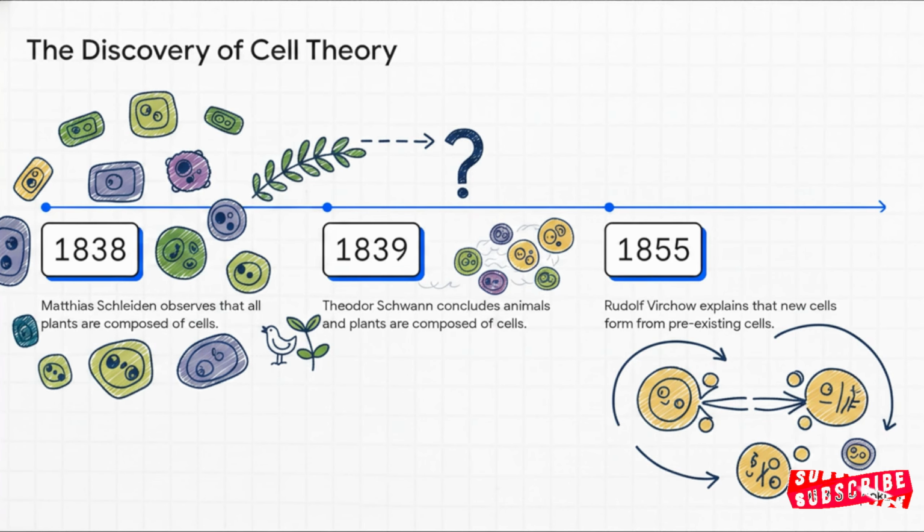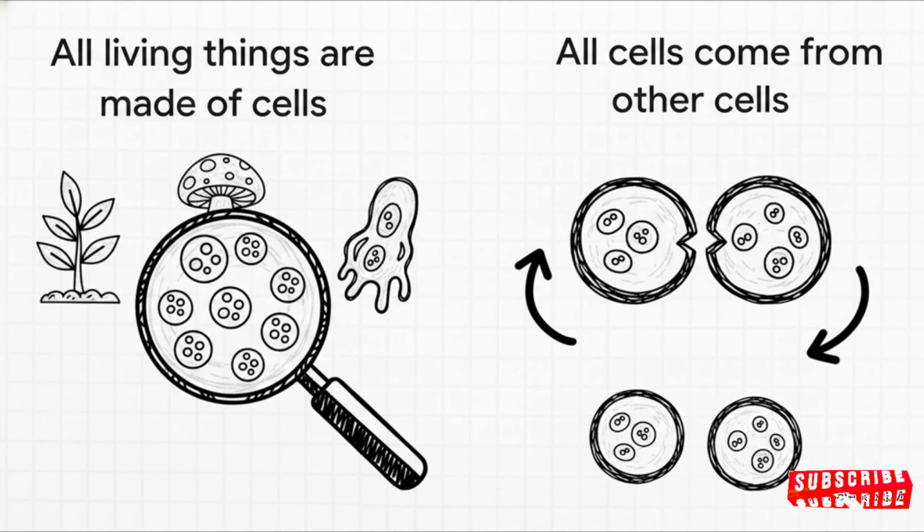But there was still one question left. Where do new cells come from? That final piece of the puzzle was solved in 1855 by Rudolf Virchow, who famously declared omni cellula e cellula, which means simply all cells arise from pre-existing cells. And all of that work brings us to what we now call the modern cell theory. And it's really just boiled down to these two beautiful, elegant points. Number one, all living things are made of cells. And number two, all cells come from other cells.